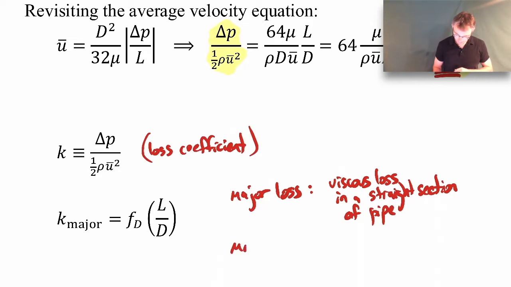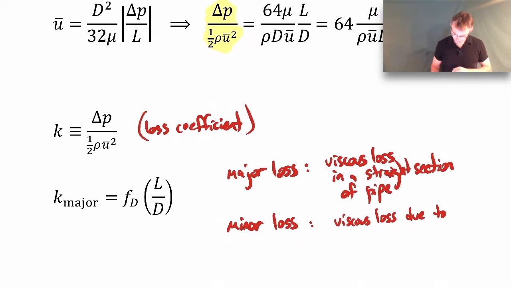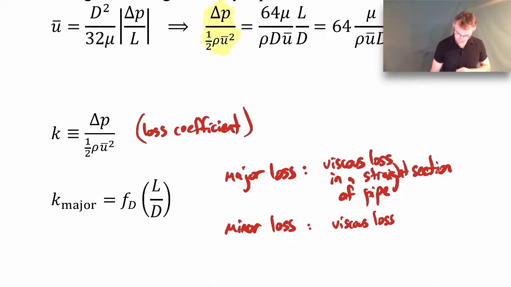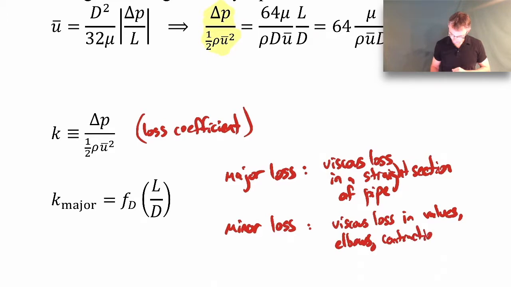And then we'll have what are called minor losses. And these are viscous losses, or I should say, they're in other things like valves and bends and tees and things, other things that you find in the pipe system. So I'll say in valves, elbows, contractions, etc. So anything that's not a straight section of pipe. Okay, and we'll come back to that in just a little bit.